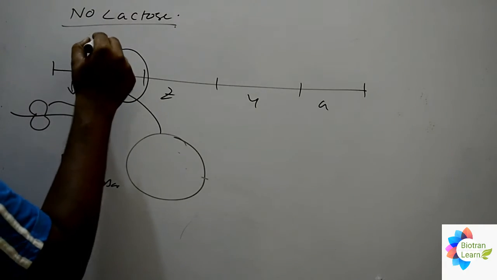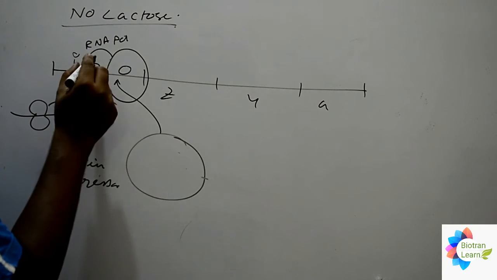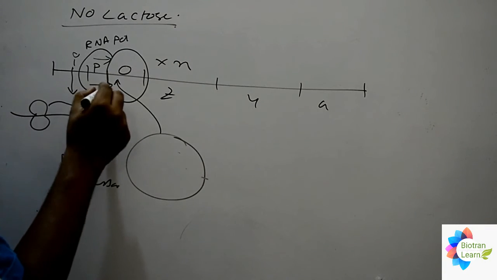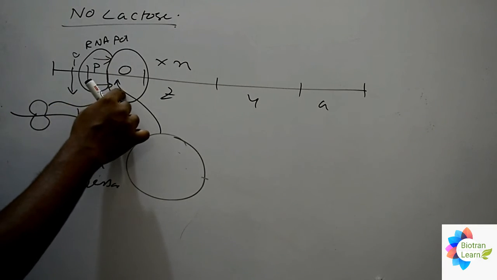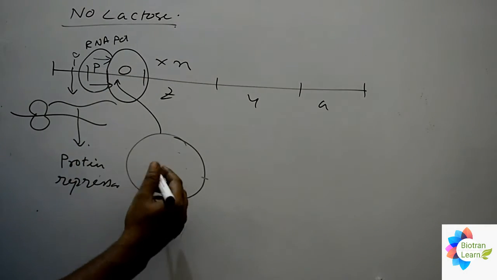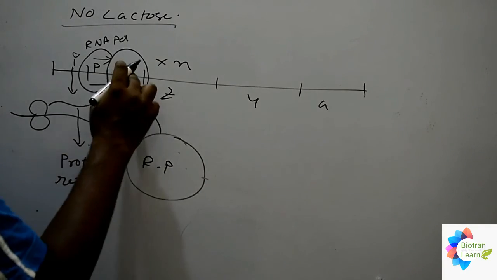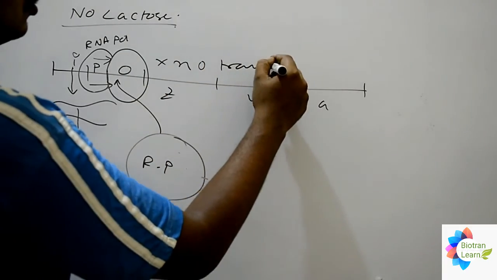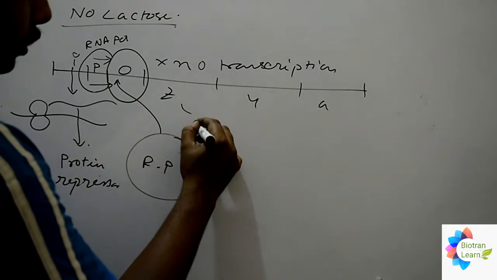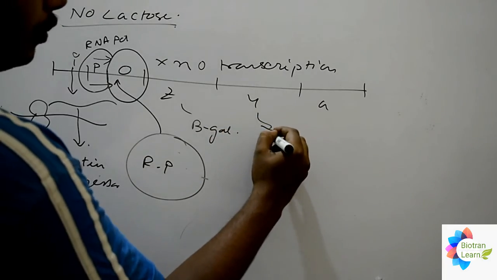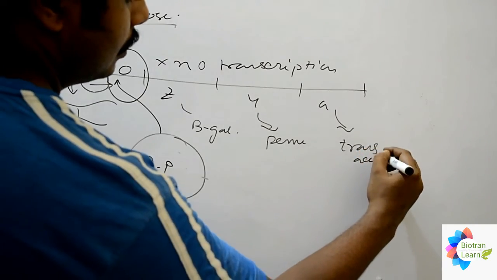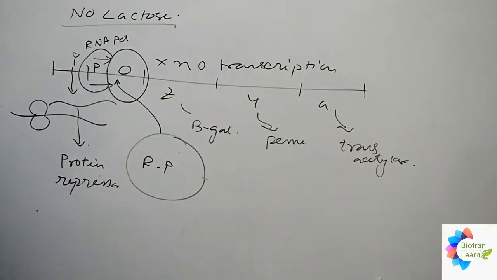Whenever the RNA pol comes to this place, it cannot move further, so no transcription can happen. How will it go? Because there is a blockage here, right? So this blockage due to the repressor protein will result in no transcription. So none of the enzymes, beta galactosidase, permease or transacetylase, will be formed, right?